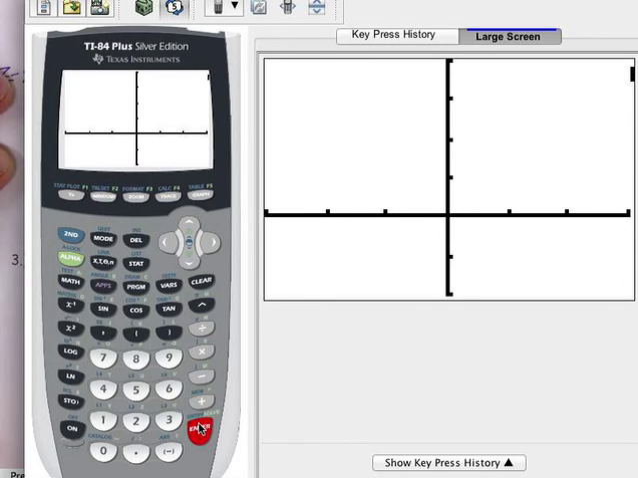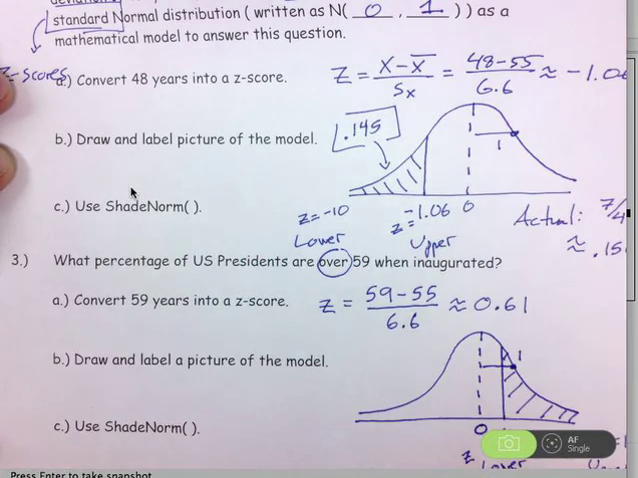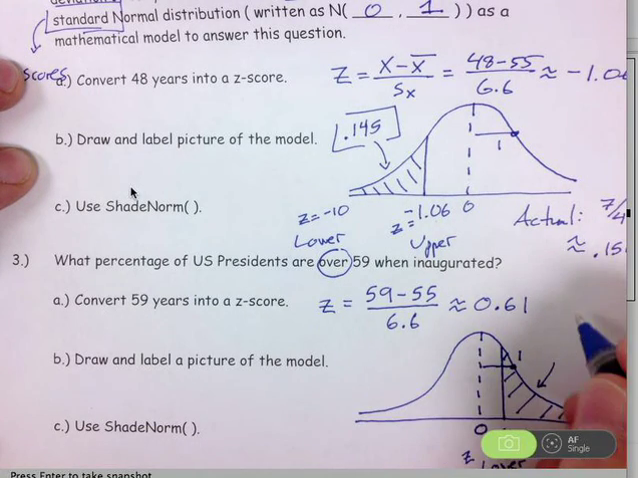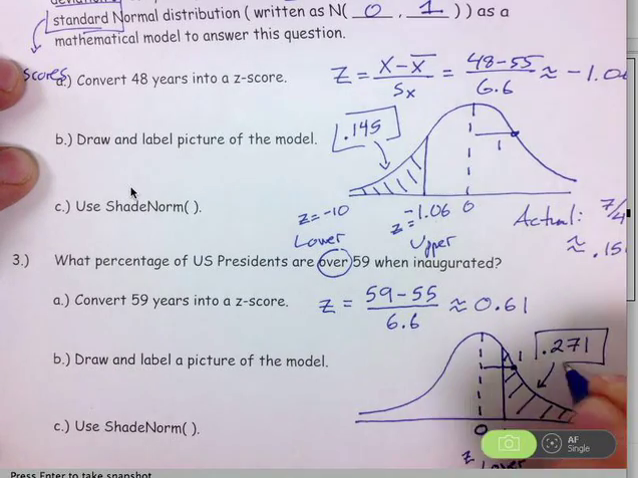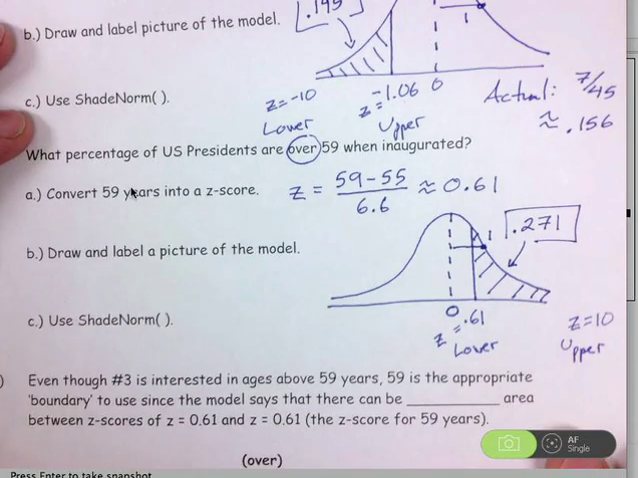So again, the picture that you are drawing should essentially match the picture that you're going to see on the calculator screen. The area that we found using a lower boundary of 0.61 and an upper boundary of 10 would be way over here, that area is about 0.271, so about 27.1%. So you should always make sure to go back and label it. So the actual answer, the percentage of US presidents over 59 when inaugurated, we'll call that about 0.271. Again, that's the answer we get using the shade norm command, using the model.